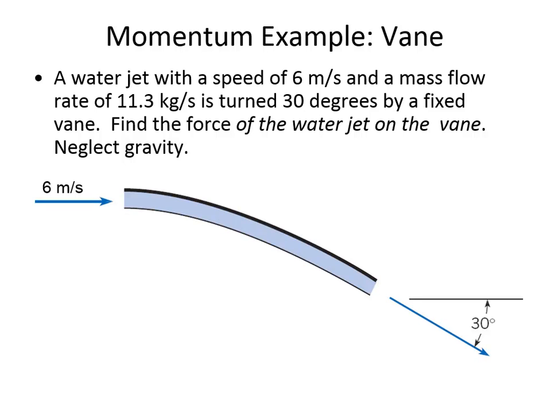Now in the y direction, there's nothing happening as the flow goes in. There's no flow in y, but there is flow out in y. So again, the sum of the forces in the y direction will be mass flow rate out, velocity out in y, minus mass flow rate in, velocity in y. The forces in the y direction will be the mass flow rate times the negative v cosine of 60 degrees.